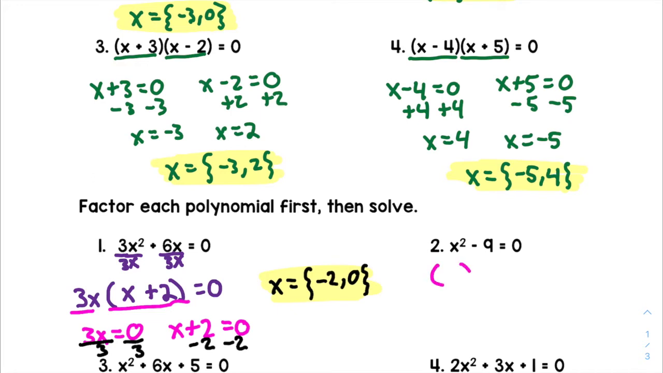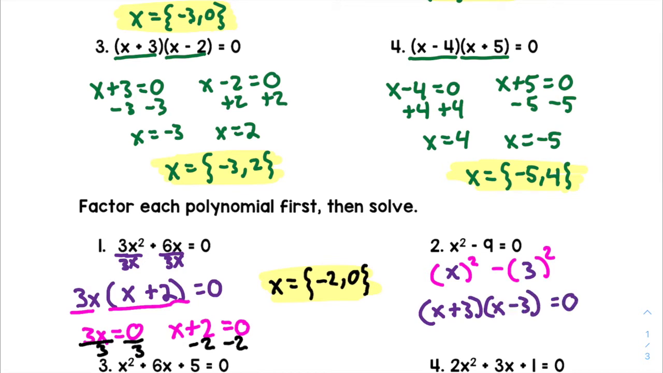If we could write this expression as a difference of two terms being squared, we know that the factors would be a plus b times a minus b, where a is the first term being squared and b is the second term being squared. In this case, we could write the first term as x squared, and the second term would be 3 squared, since 3 times itself is 9. Our factors will be x plus 3 times x minus 3.